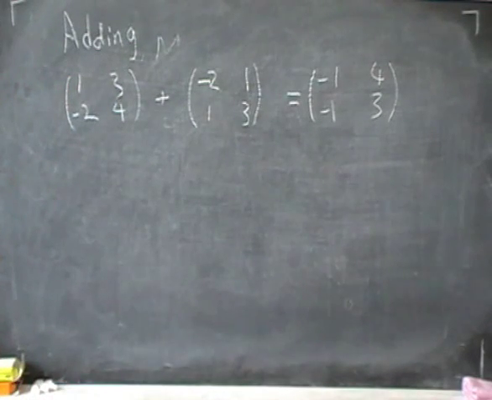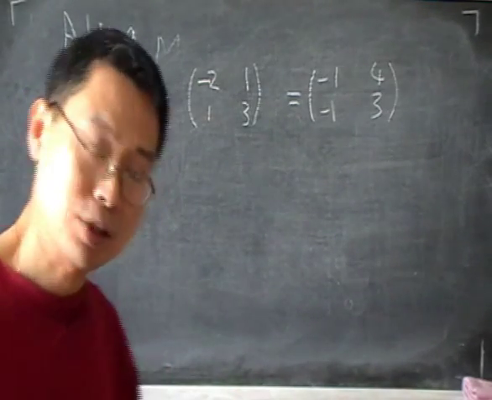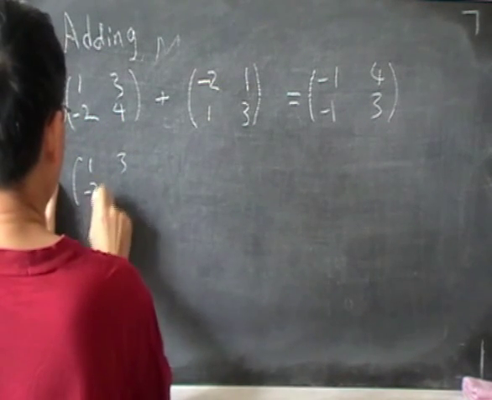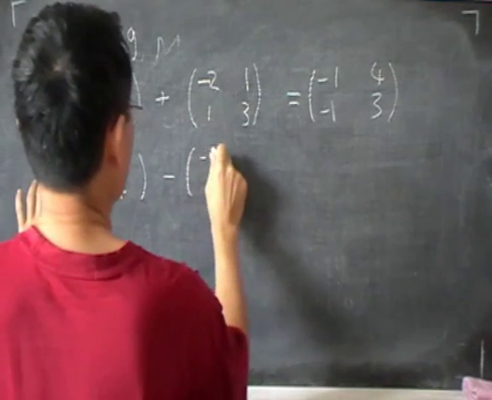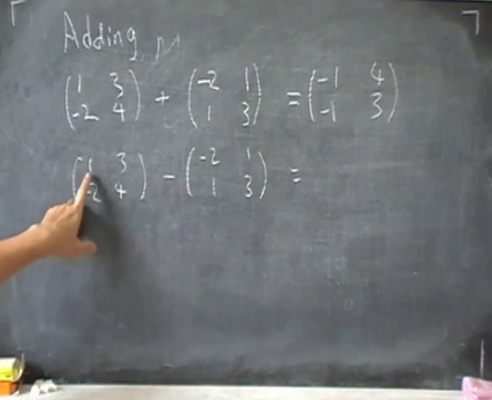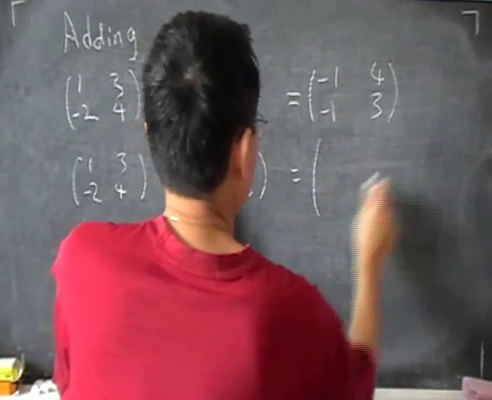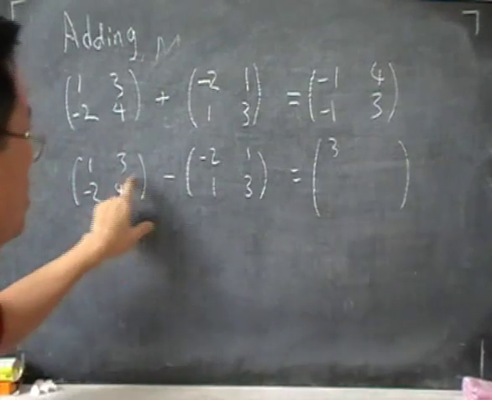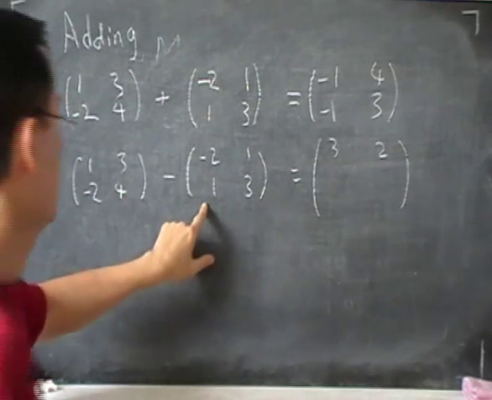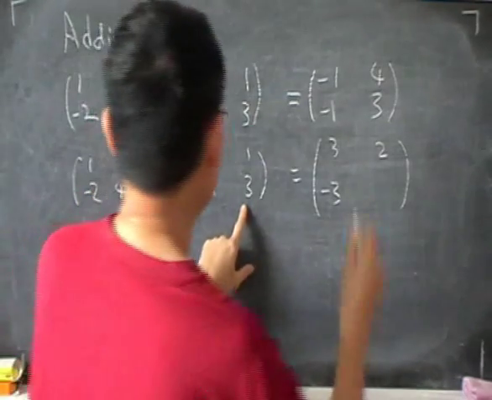Alright, that's it. And you can imagine how we would do subtraction, pretty much the same idea. So let's try that. Right, in the same way, we take 1 minus -2, be careful of the signs, that's 3, 3 minus 1, 2, minus 1 minus 1, it's minus 3, and 4 minus 3, that's 1.